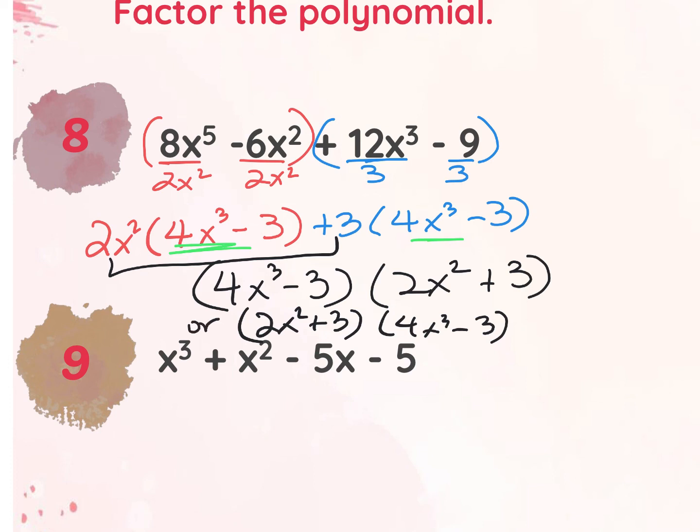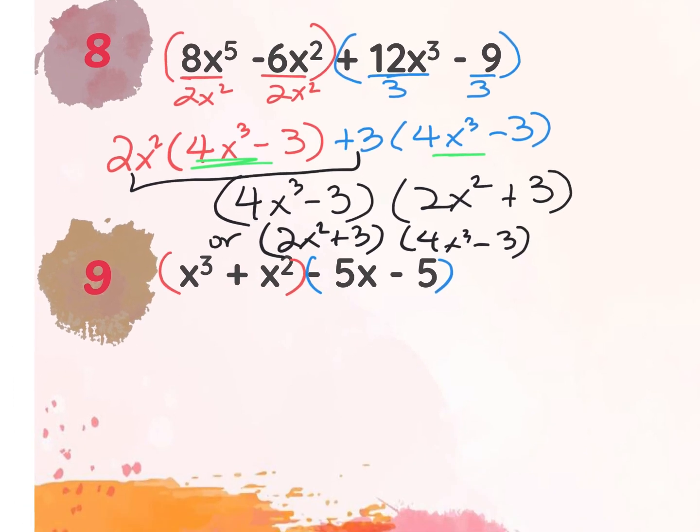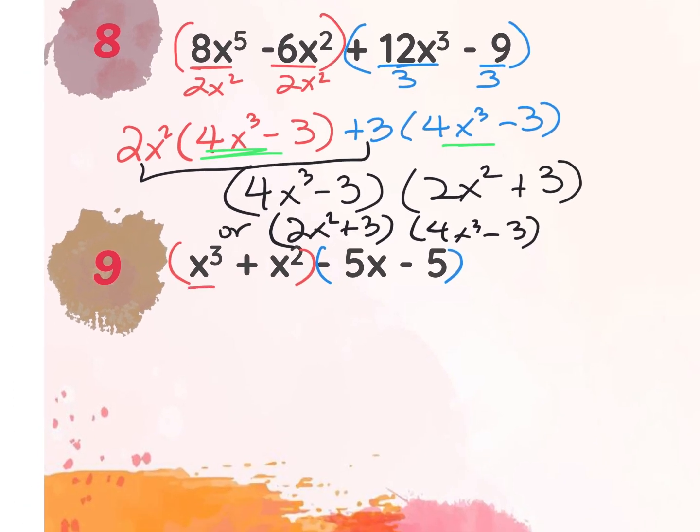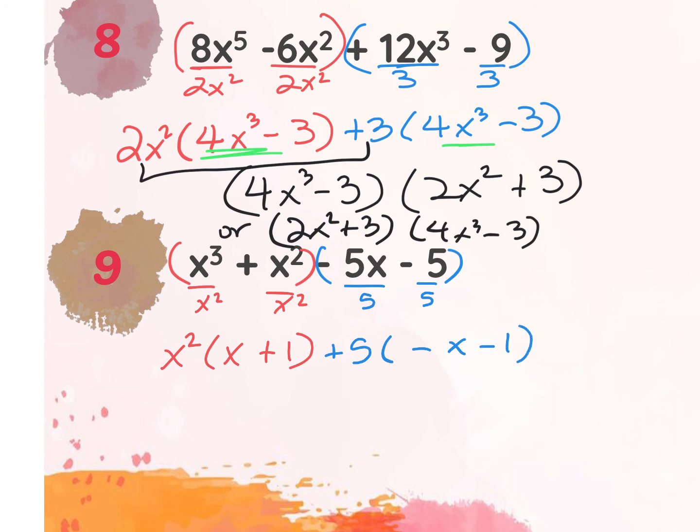Try the next one. Red group, blue group. Now, on this one, be careful because remember, what ends up in the parentheses must be the same. So the GCF of red is going to be x squared. So I'm going to divide, and I get x plus 1. Now, if I only pull out a positive 5 GCF here, watch what happens. I end up with negative x minus 1. You see how these don't look the same?